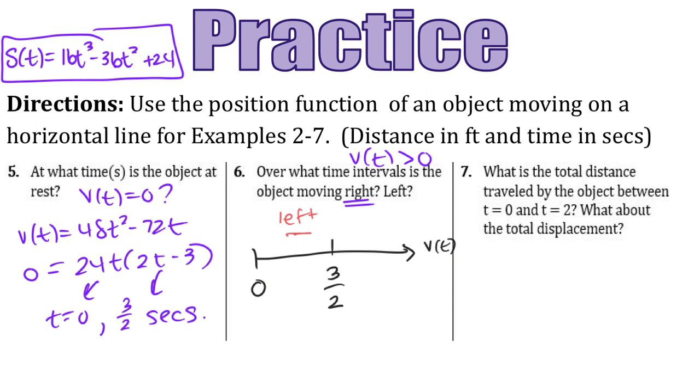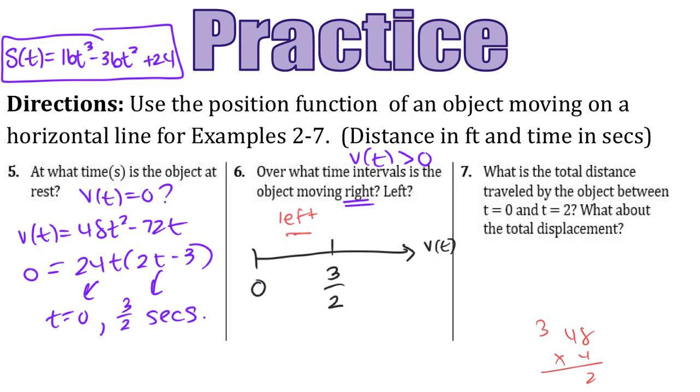After 3 over 2, so we want to plug in an integer, a friendly number that's bigger than 3 over 2, like 2. We're going to look again at our velocity function here on number 5. If we plug in 2, we just need to figure out if what we're looking at is positive or negative. So if I plug in 2, I'm going to get 2 squared is 4. 4 times 48, I'm going to need to do that math off to the side. 4 times 48.